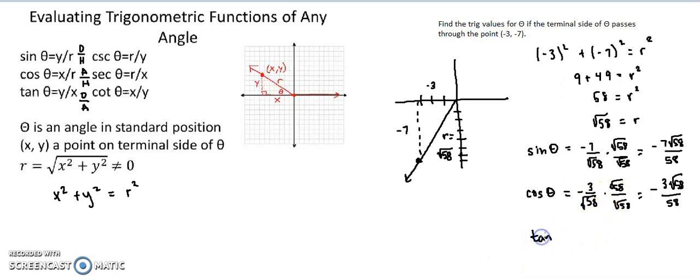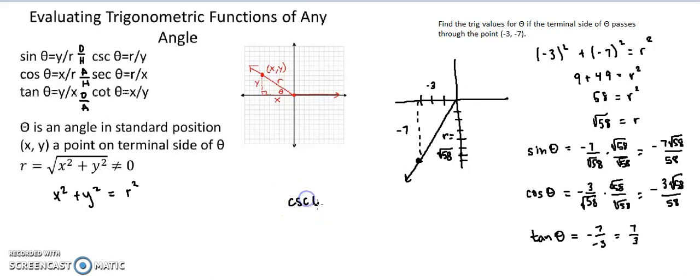Okay, and then tangent is going to be y over x, or opposite over adjacent. So that's going to be -7 over -3. So that's going to be +7 over 3. Okay, so you set up the triangle and you find your 3 trig values. And then from there, just remember the other 3 are the reciprocals. So let's go ahead and do that.